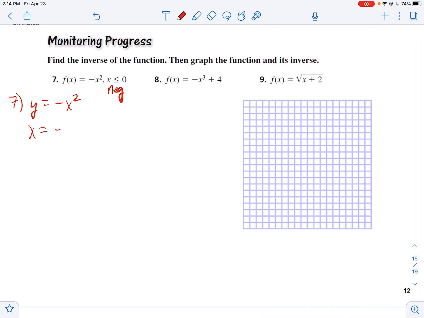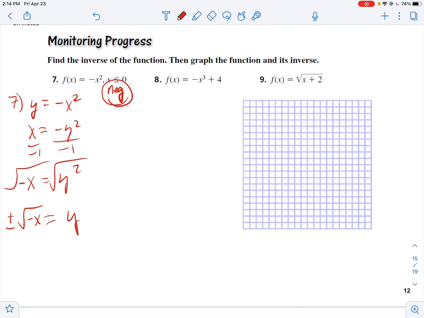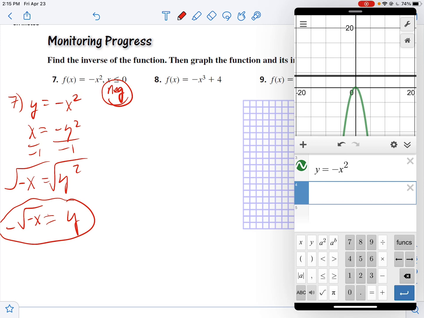Okay. So switch the x and y. Get rid of the negative 1. Square root. Now, when I square root, normally I get plus and minus the square root of negative x, but remember we needed negative things. So what I'm going to do is I'm just going to erase that plus, and I'm going to keep the negative 1. And I'm going to show you why here in just a second. Let's look at the graph.